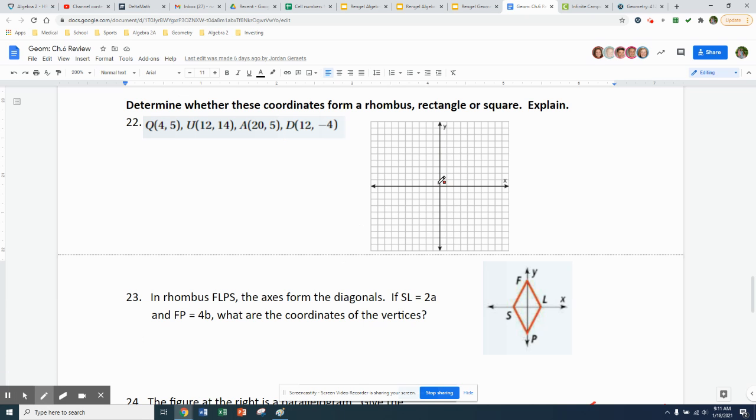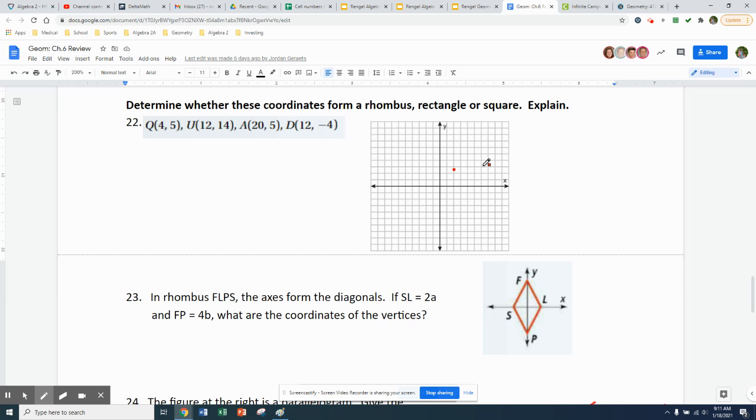So we'll graph these out. 4, 5, and then 12, 14. We'll go over 1, 2, 3, 4, 5, 6, 7, 8, 9, 10. All right, so what I'm noticing is our coordinates are getting rather large, so I'm going to count by twos just to make it fit. So 4, 5 would be over 2, up 2.5, which would be right there. And then 12, 14 would be over 6, up 7.